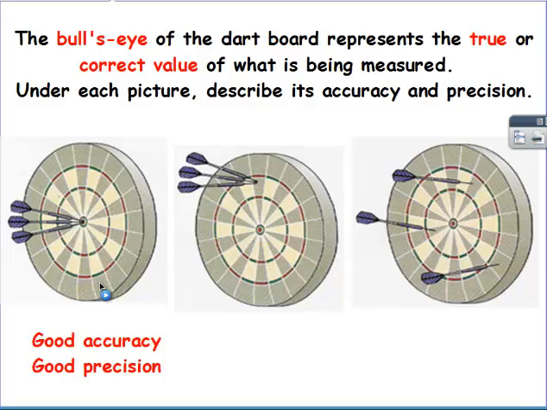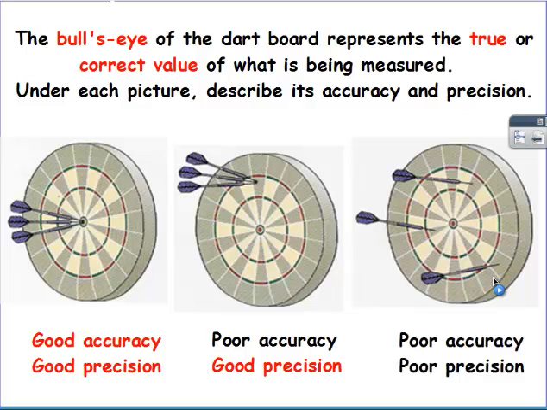In this case, since I'm aiming for the bullseye and I don't hit the bullseye, I'm not very accurate, but I am precise. And in this third example, I didn't hit the bullseye, nor are my shots very close to each other, so poor accuracy and poor precision.